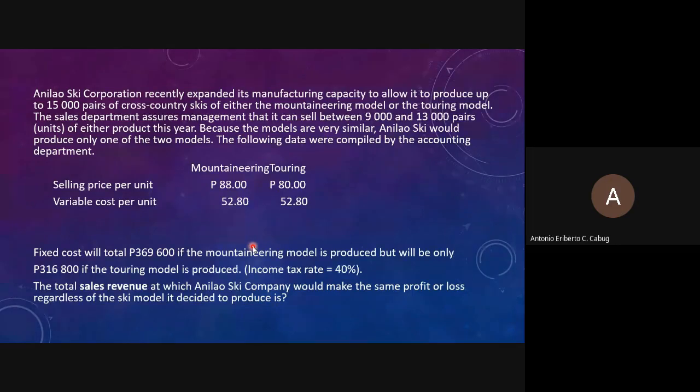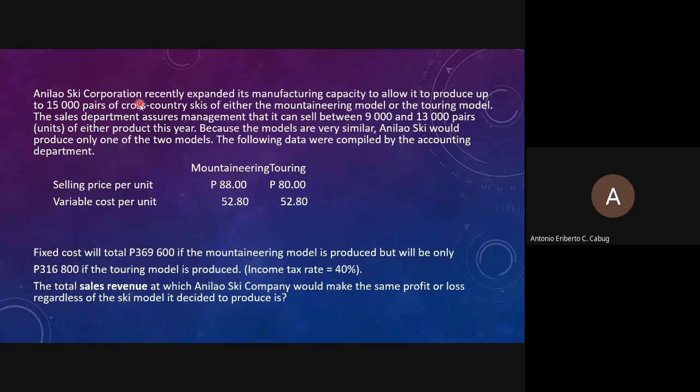Ulitin ko yung tanong ha. The total sales revenue at which Anilowski Company would make the same profit or loss, regardless of the ski model it decided to produce, whether it's mountaineering or touring, you would arrive at the same profit.